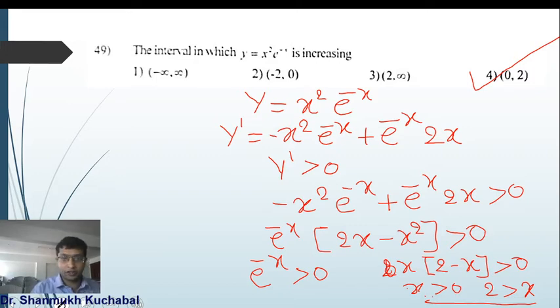So in this range 0 to 2, the function is increasing. So you can take a screenshot of this. Yes. Fine. We'll move to the next example.